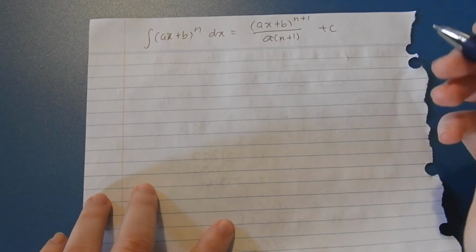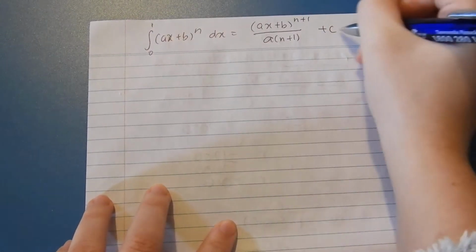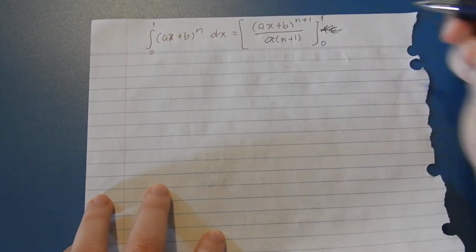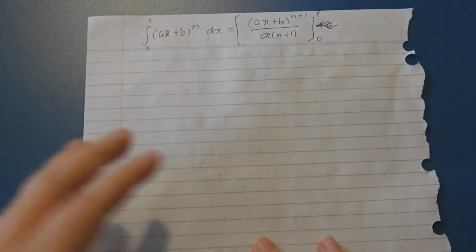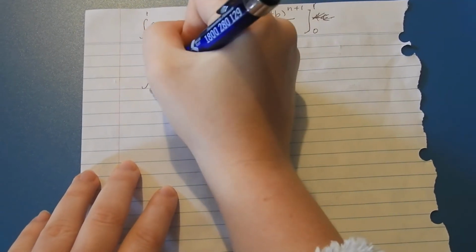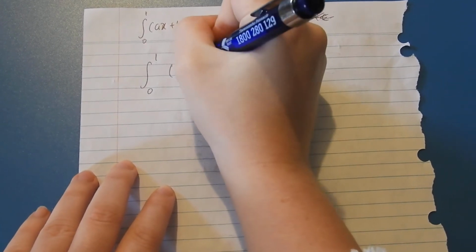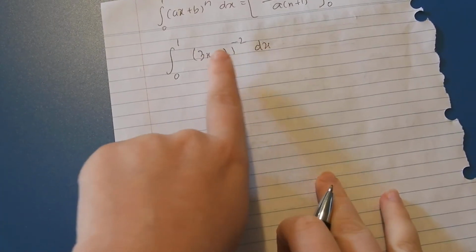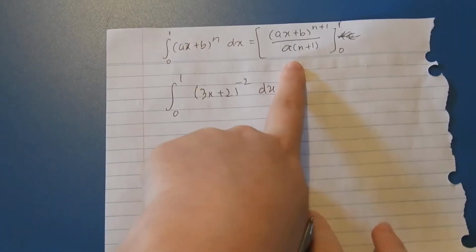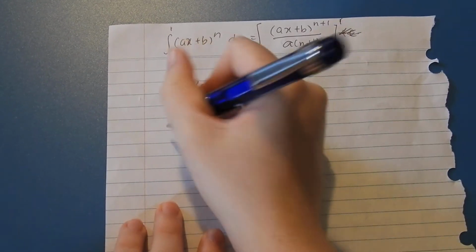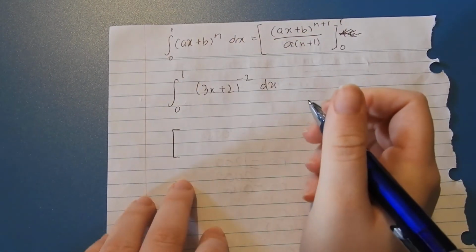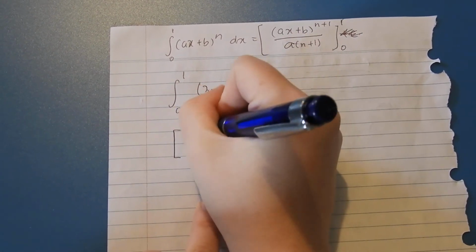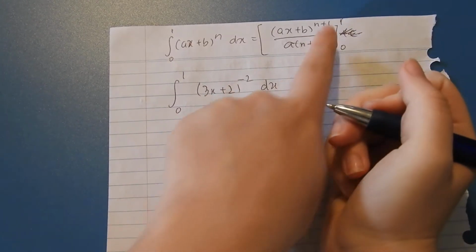Okay, since we've got values, 0 and 1, we don't need the c anymore. We put square brackets and we go to 1 from 0. That's what we do. What have we got? We've got the integral from 0 to 1 of (3x plus 2) to the negative 2 dx. So let's just literally use this equation. First write square brackets. What have we got? ax plus b, so just write the same thing: 3x plus 2. Now what's the power change to?